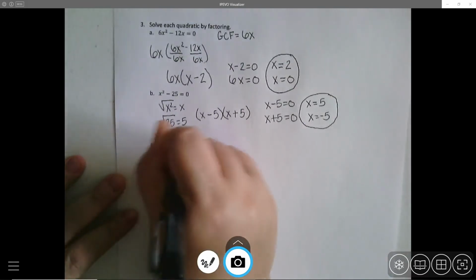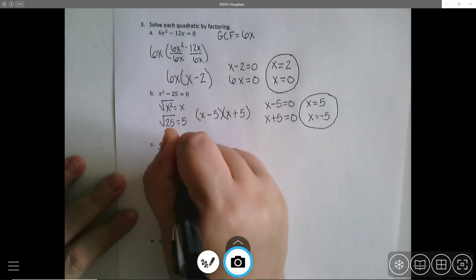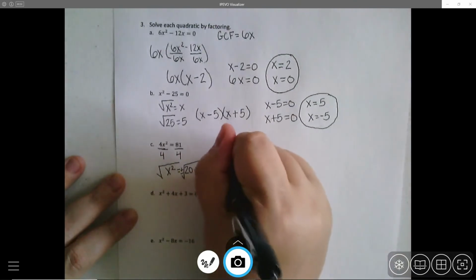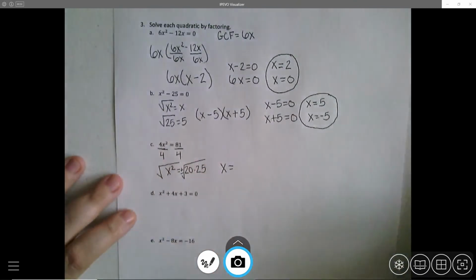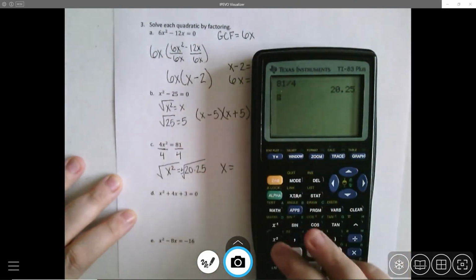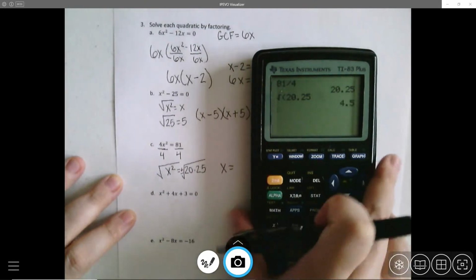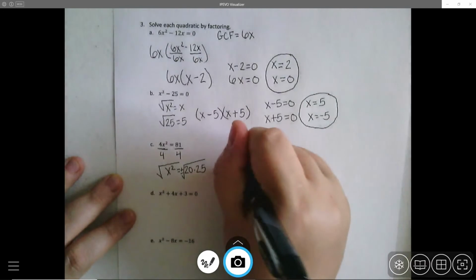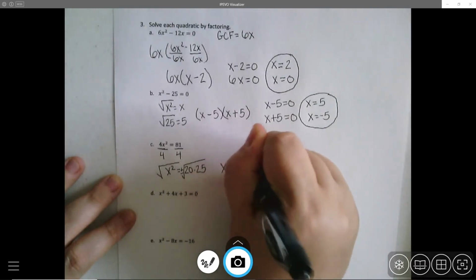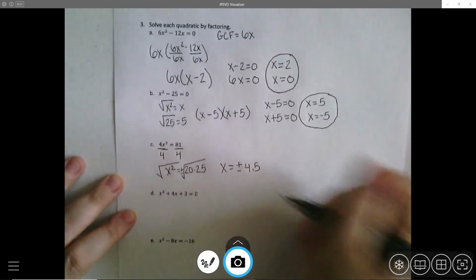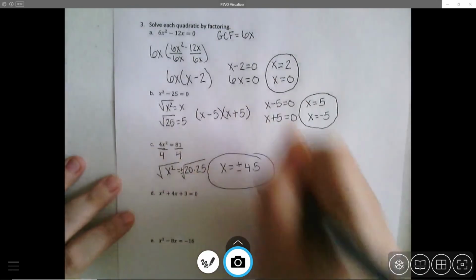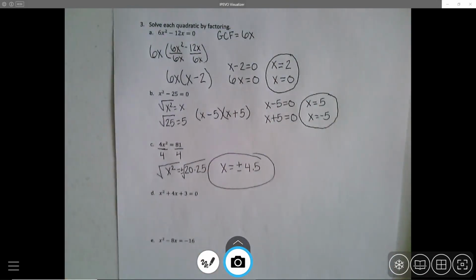Okay, final step, take the square root. Remember, plus minus. Square root of x squared is x. And now, square root of 20.25 is 4.5. So x equals plus or minus 4.5. Okay, and we're going to look at the graph of this one and talk about it real quickly.